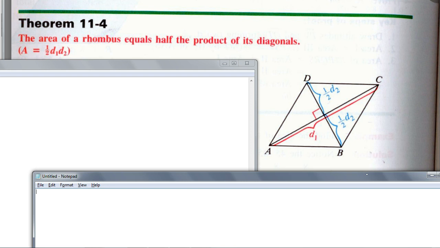When do you distribute? Not only when... I could put parentheses here around D1, and yes, when you have more than one term, right? If this was D1 in parentheses, D1 plus D2, then that's when you distribute. Don't do that. That's not what it's saying. It's basically saying you multiply the two diagonals together and divide it by 2.